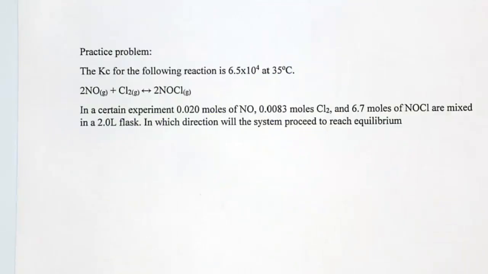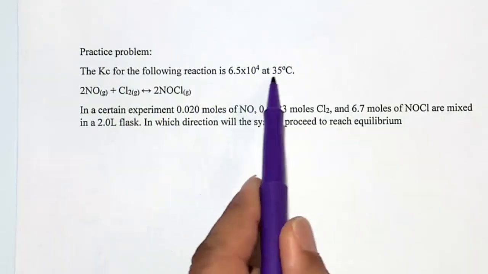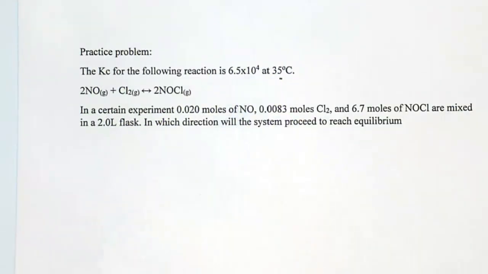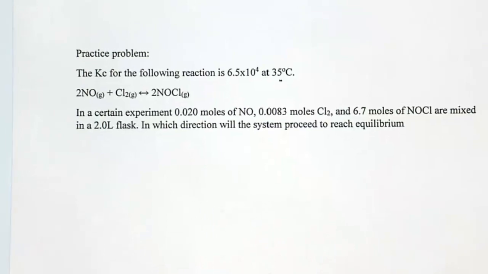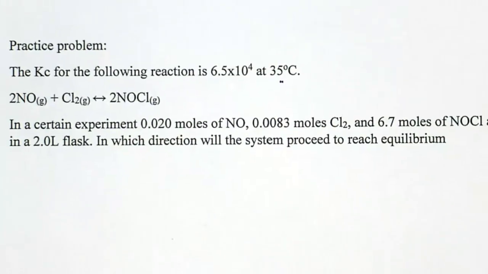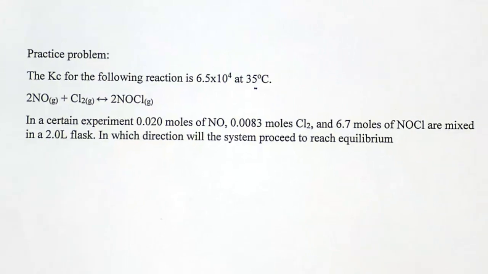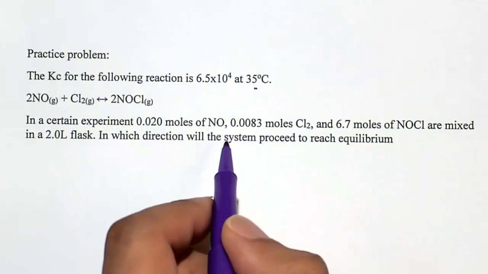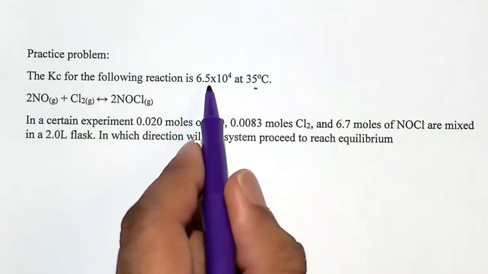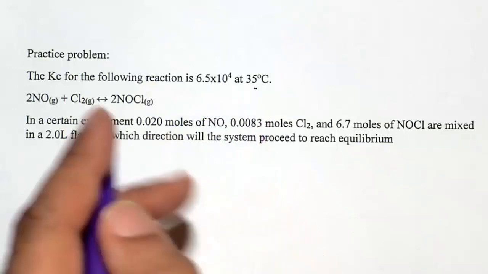Now a problem that involves the reaction quotient. Here we're given an equilibrium constant at a temperature. Remember, you quote an equilibrium constant at a specific temperature. You're being asked to determine in which direction the system will proceed towards equilibrium. In which direction will the reaction proceed towards equilibrium? Let's calculate a reaction quotient and compare it to the equilibrium constant at this temperature.